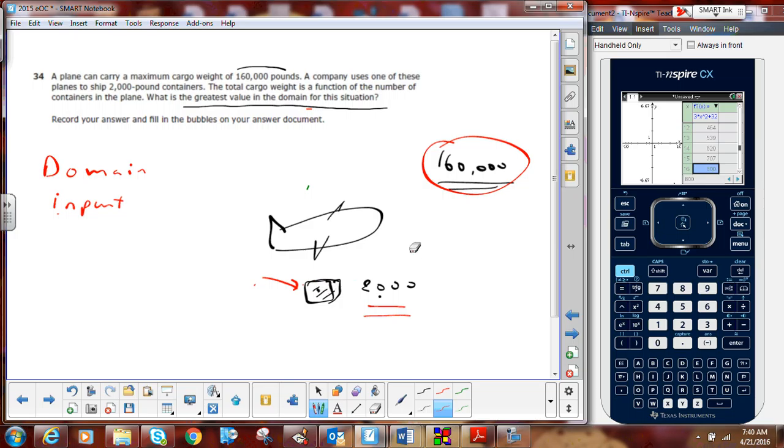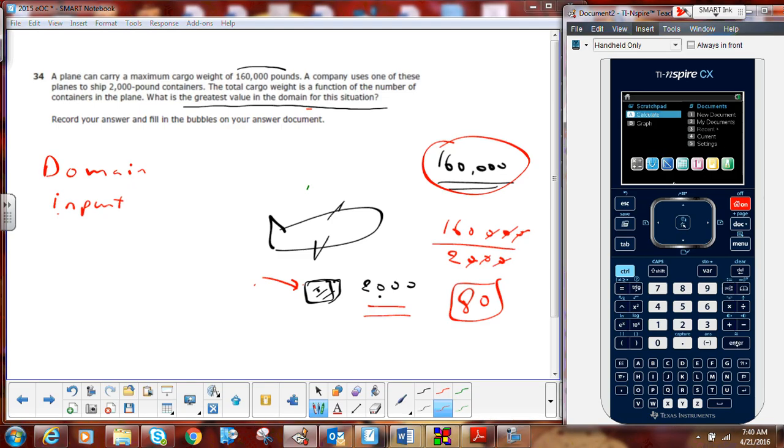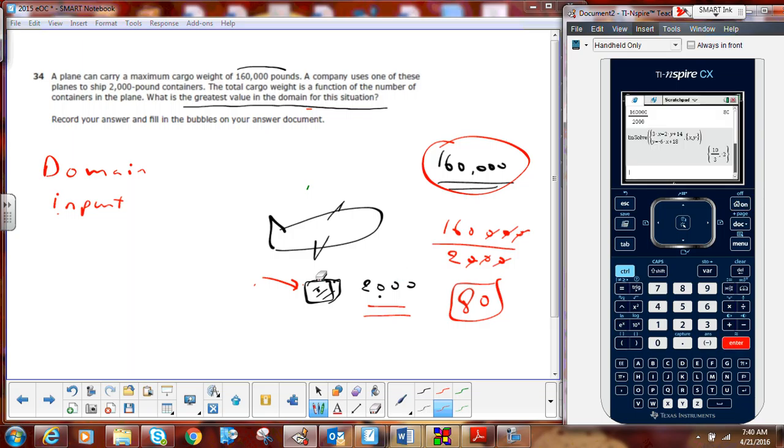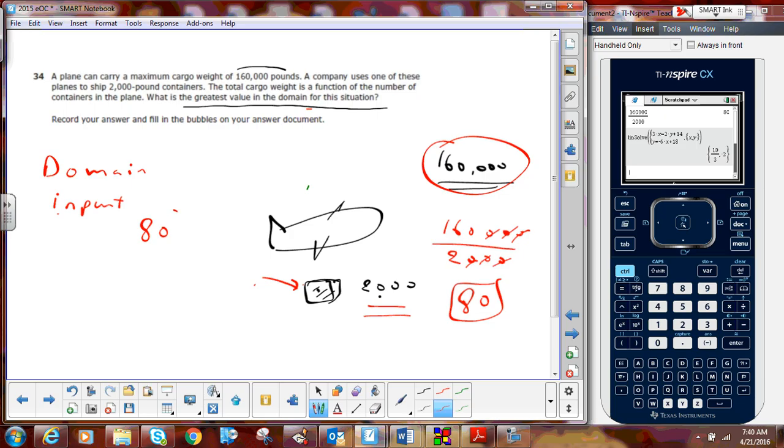Now let's see how many containers the plane can carry. We do 160,000, the maximum, divided by 2,000. If you use the calculator, or just do basic math, it's going to be 80. So we know this plane can carry 80 containers.